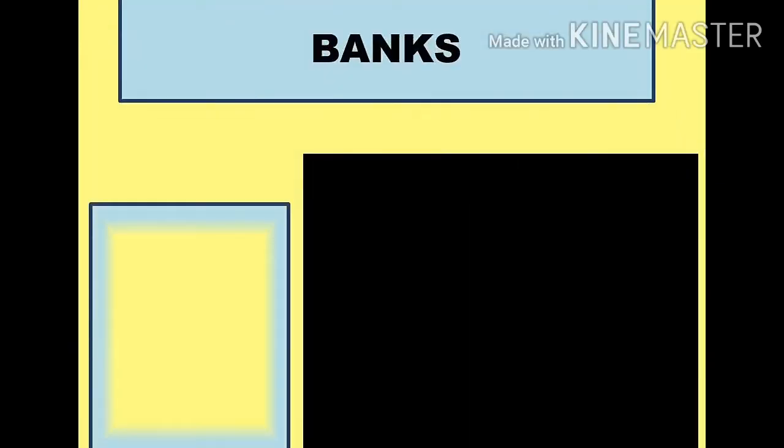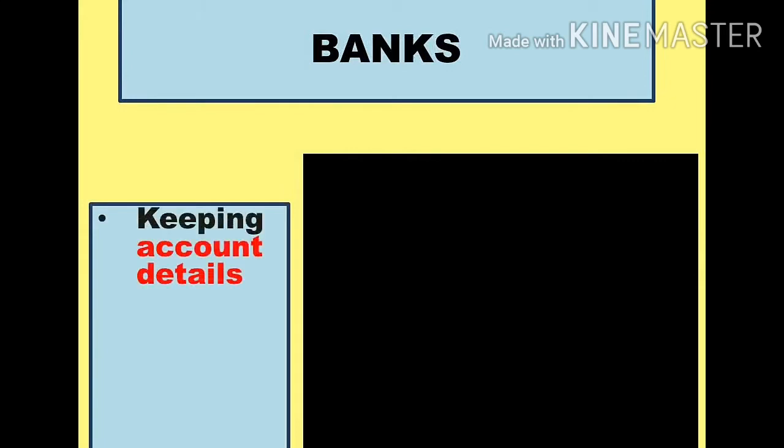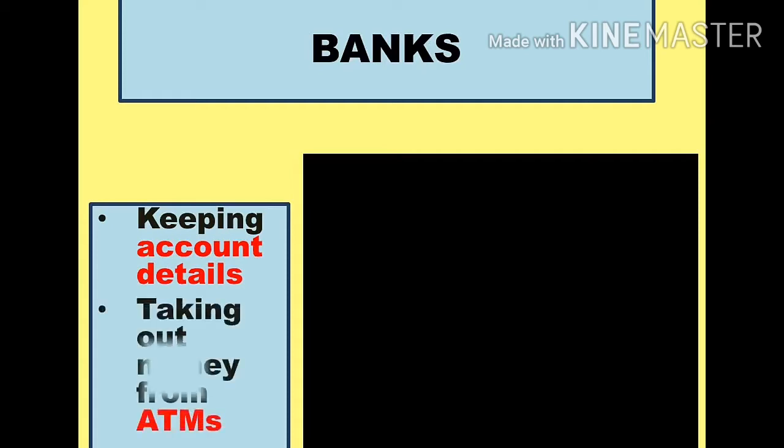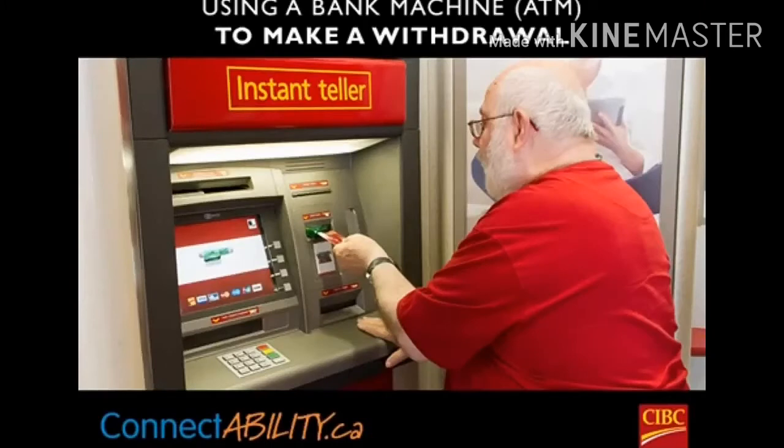In banks, computers are used for keeping account details. Banks are places where people deposit money, and when they need it, they take it out. So computers are used to keep account of how much money has been deposited, how much withdrawn, and how much is still there. And it is also used for taking out money from ATMs.